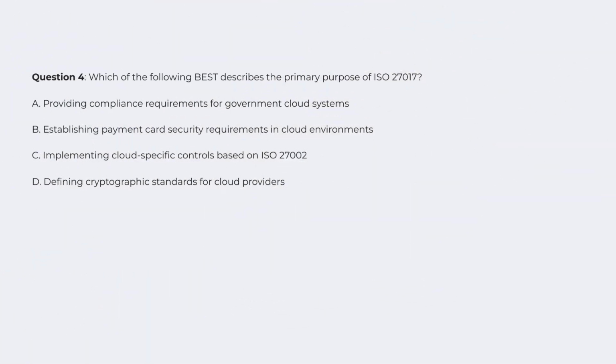Question 4. Which of the following best describes the primary purpose of ISO 27017? A. Providing compliance requirements for government cloud systems. B. Establishing payment card security requirements in cloud environments. C. Implementing cloud-specific controls based on ISO 27002. D. Defining cryptographic standards for cloud providers.